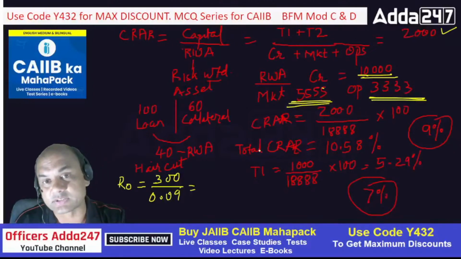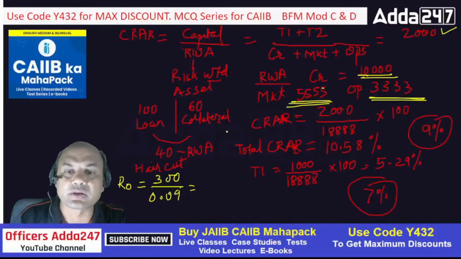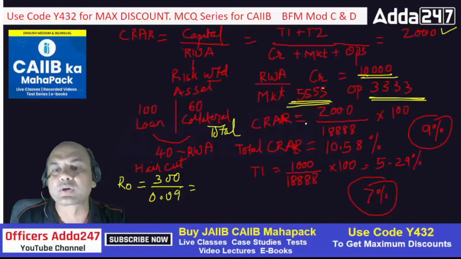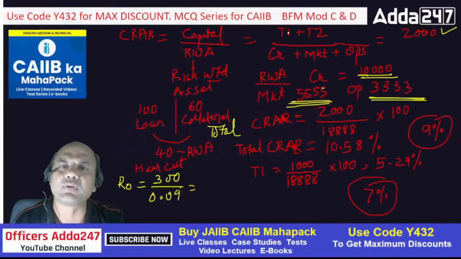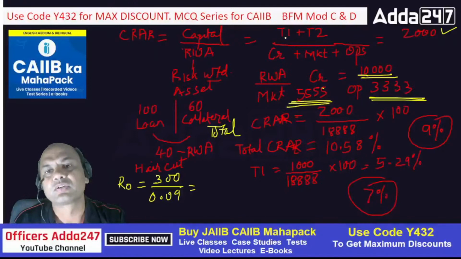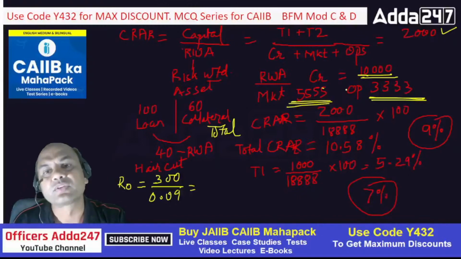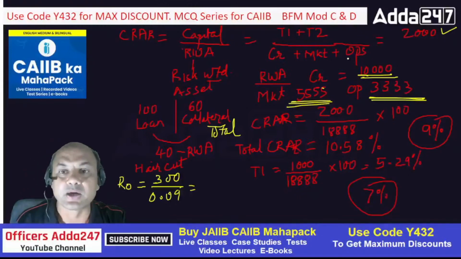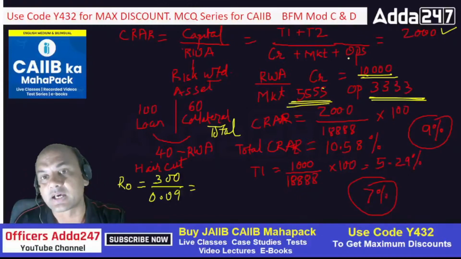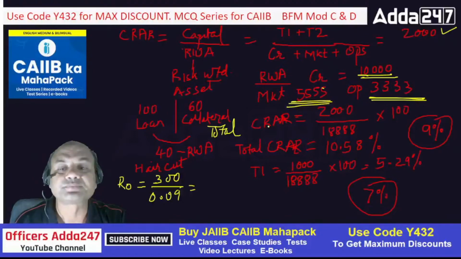We want two answers, right? One was total. I'll write it over here. Total. Okay, this is total. And T1 is T1 capital, same formula. Formula doesn't change. So capital upon RW. Which capital will I take? I want T1 now, so I'll take only T1 capital. So T1 upon RW. RW doesn't change. RW is the same.